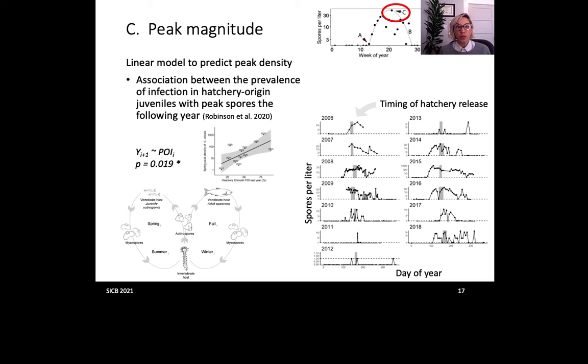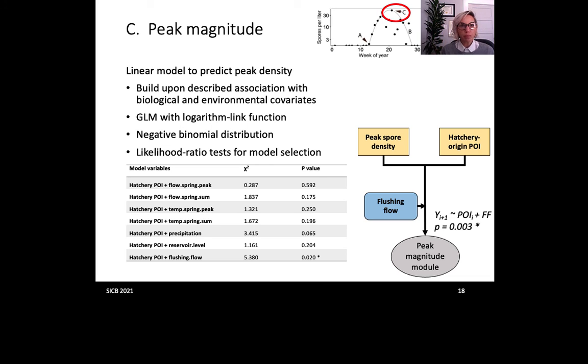Having more fish hosts available when spores are high may seed the system for the following year. And we found an association with the prevalence of infection in hatchery origin juveniles, or hatchery POI, from the previous spring, and we used this relationship to predict peak spores. But we also wanted to evaluate some of those other biological and environmental covariates that we discussed earlier to potentially improve the prediction of peak spore density.